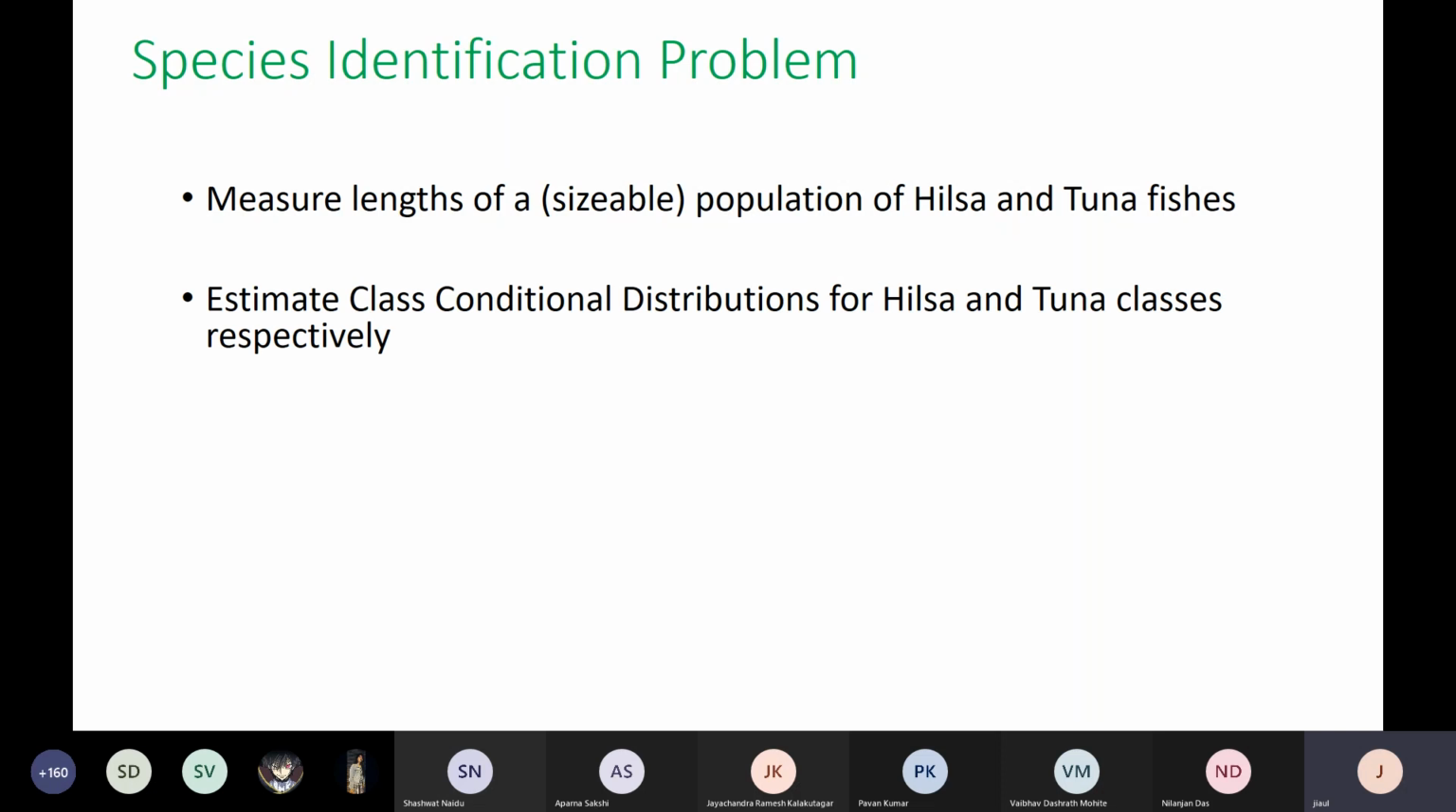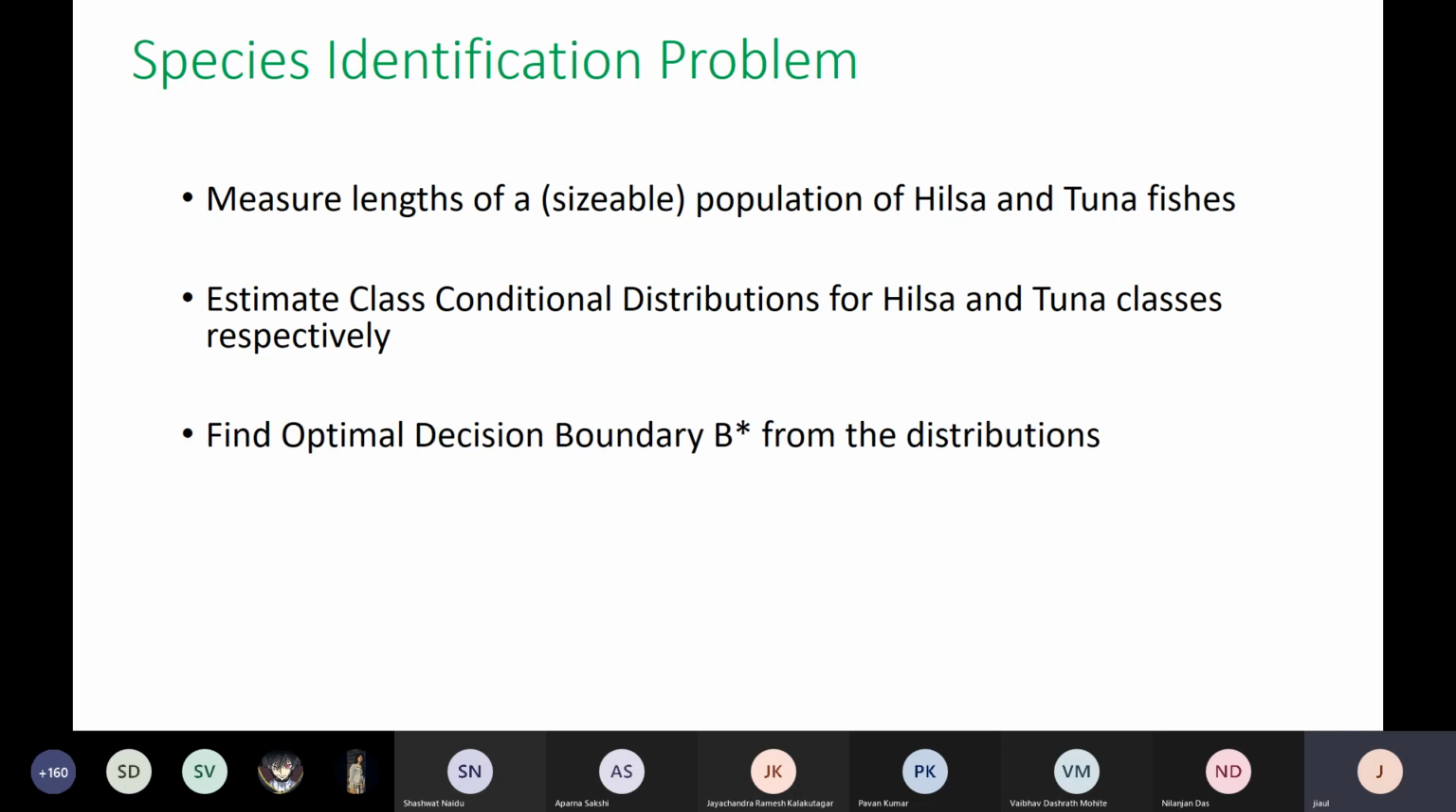Second, you have to estimate the class conditional distribution for the Hilscher and tuna classes respectively, because the class conditional distribution is going to give you the distributional picture, the shape of the distribution, from this data. Then try to find the optimal decision boundary from the distribution, which will minimize this error, something that we have seen, somewhere in the middle.